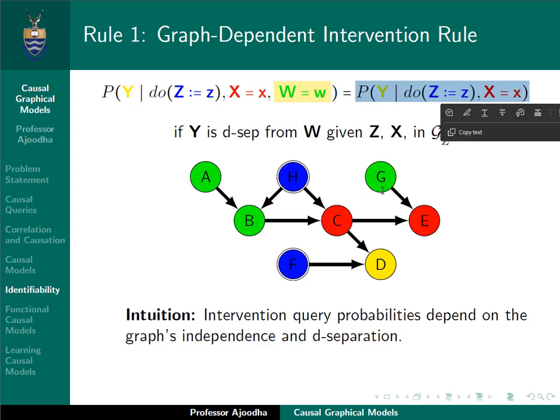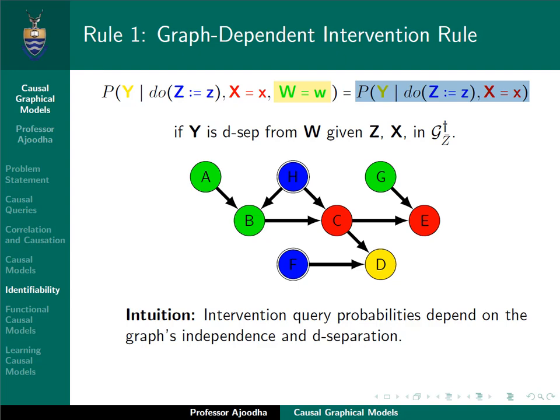All right, the intuition here is very easy. It says that if W provides no additional information about Y once we already know the intervention and the other evidence, then W can be removed. So it doesn't give us any value, in other words. It tells us that some pieces of evidence are irrelevant in a causal query, and we can just throw them away.